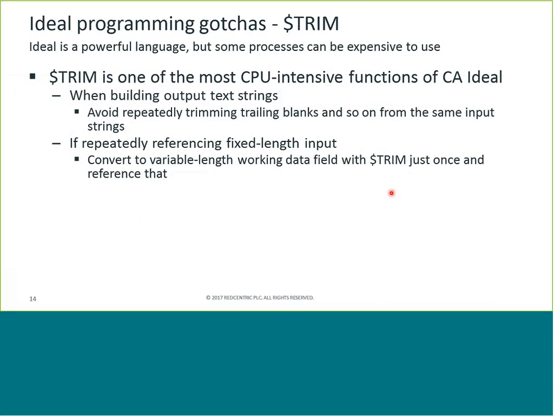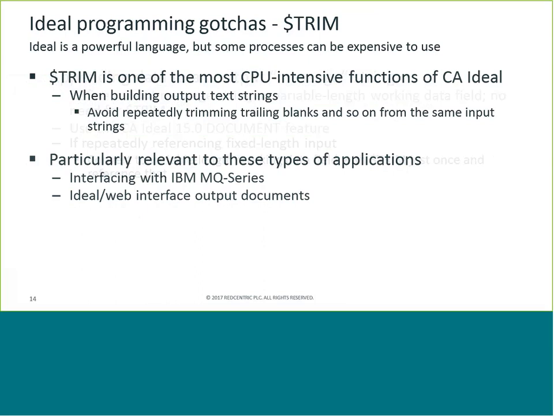$trim is also a CPU-intensive function. When building your output text strings, avoid repeatedly trimming the trailing blanks or whatever from the same input strings. I've seen cases where people are repeatedly doing the same trim. Typically, when you're reading Datacom data, very few people use variable length fields within Datacom. Or there are cases when you should look at actually defining those now. But most of your data you'll find is in fixed length columns. So if you're building lots of variable length data, particularly if you're building XML documents or HTML documents, convert it to variable length in the working data once with the trim, and then reference that variable length field instead of repeatedly trimming the column.